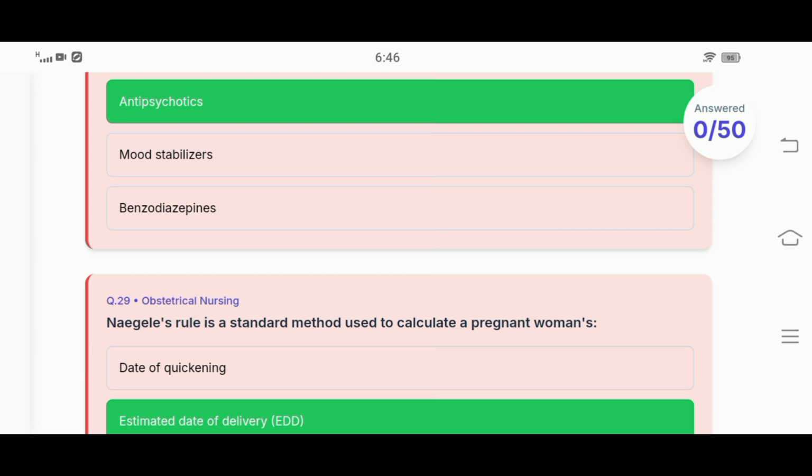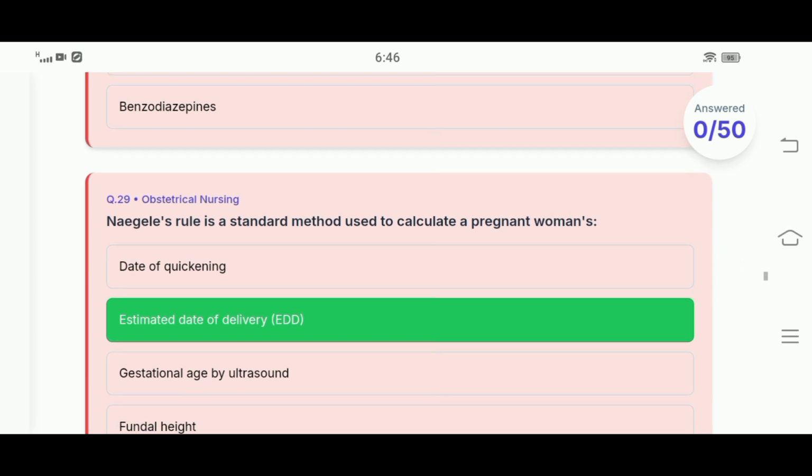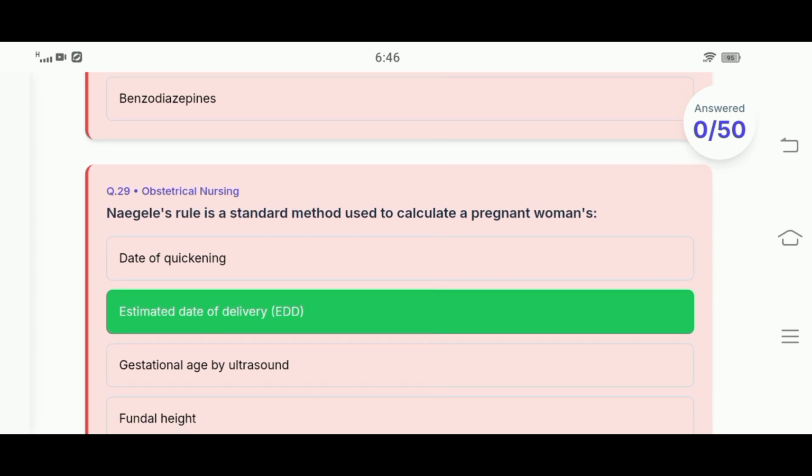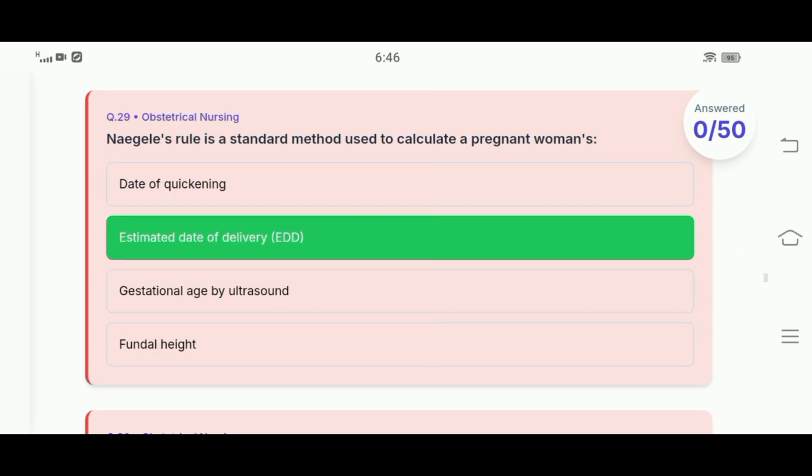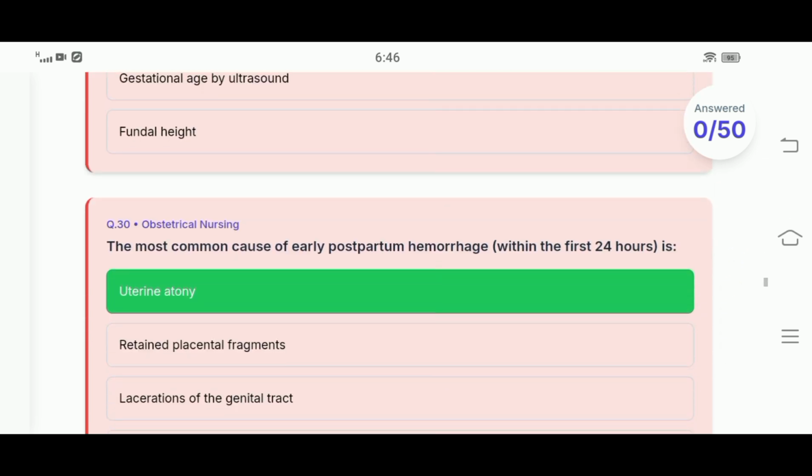Next, 29. Obstetrical nursing. Naegele's rule is a standard method used to calculate a pregnant woman's. Options are A. Date of quickening, B. Estimated date of delivery, C. Gestational age by ultrasound, and D. Fundal height. So the correct answer is B. Estimated date of delivery.